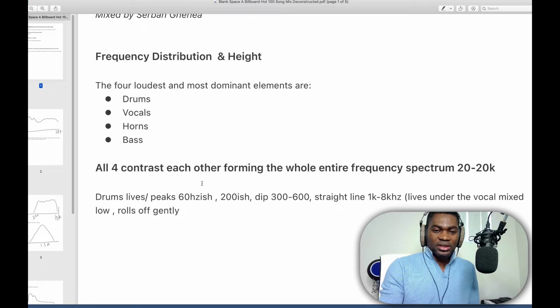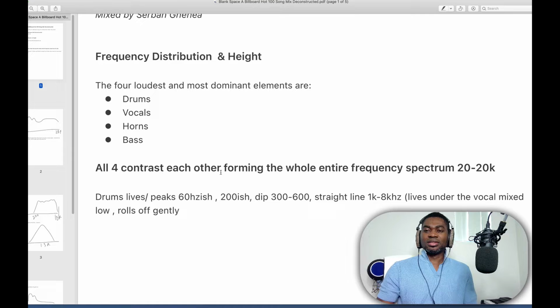Now, all 4 contrast each other, forming the whole entire frequency range, from 20 hertz to 20K hertz. So the drums peak at 60 hertz-ish. Ish means around that area. You don't have to be number specific. Then the 200, and also there is a dip between 300 hertz and 600 hertz. That's what that means. This is what I'm giving to you.